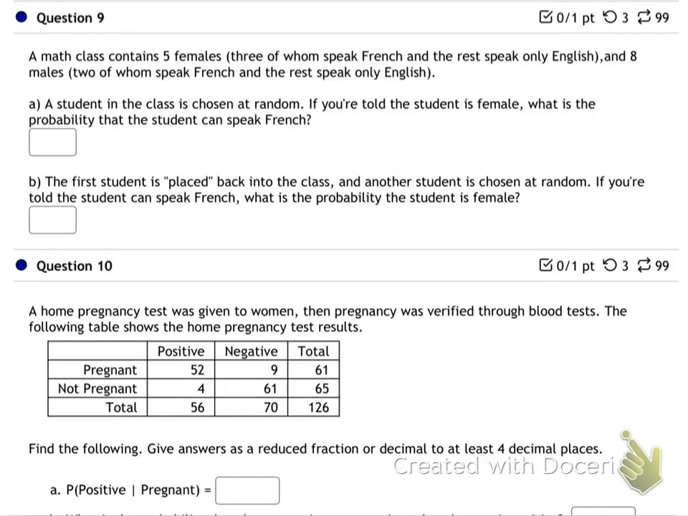So math, this is 3.3. We're finishing 3.3. We did, like we said, half of it last time. So this is 3.3, the long-awaited conclusion.